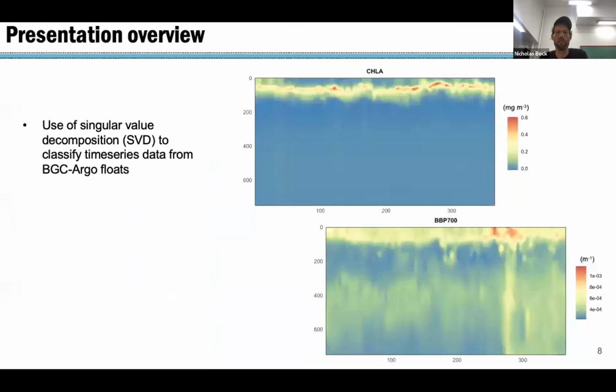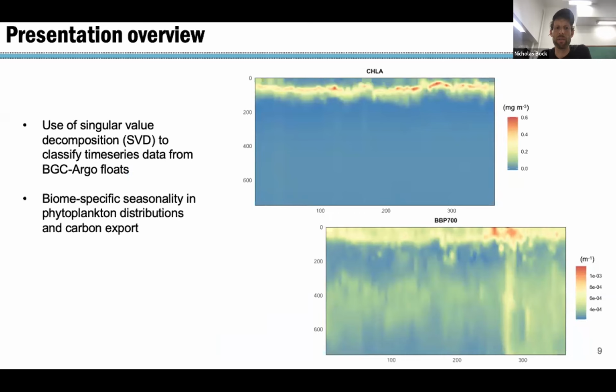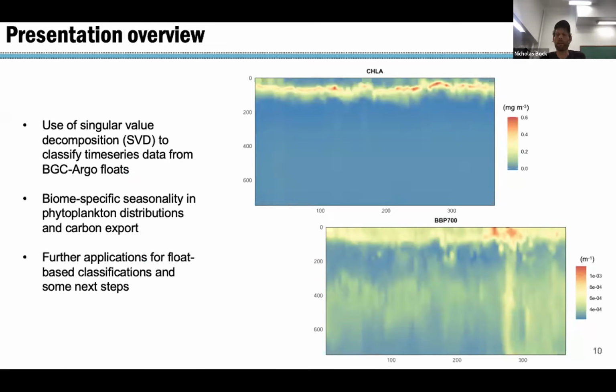And so over the next few slides, I want to first introduce a method that we came up with for using a singular value decomposition, or SVD, to classify time series data from BGC-Argo floats. I want to talk about some of the biome-specific seasonality in phytoplankton distributions and carbon export that these results highlighted. And then I want to close with some further applications for the method and next steps for refining the method further.